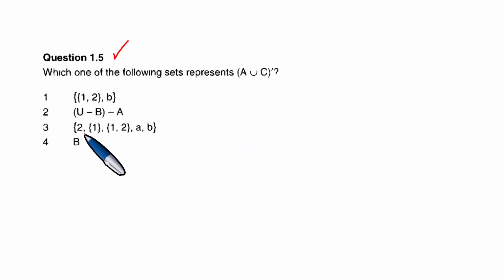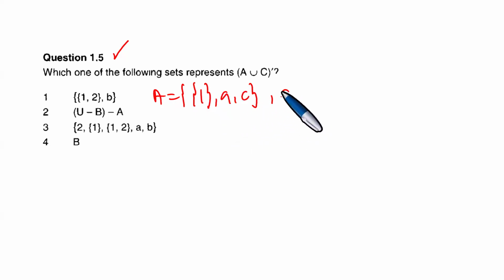1.5 is the next question. Which of the following sets represents (A union C) complement? To do this question, we need to remember what A is in the given information: it contains the singleton containing 1, with A and C as well. But we note that C contains 2 and C as elements. We are interested in finding A union C, right? The question then is, (A union C) complement, what is this? But first, let us find the union.